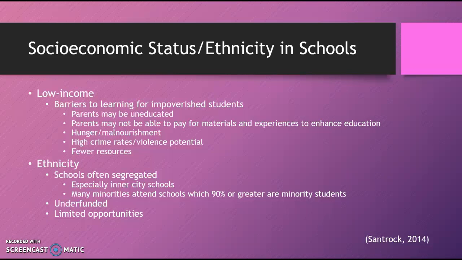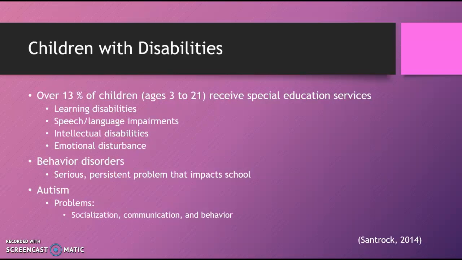They may come from a neighborhood where gang and violence is high potential. They may have fewer resources in their schools. Schools still are often segregated, with 90% or greater of minority students in a minority school. They're often underfunded and have limited opportunities compared to traditional schools.